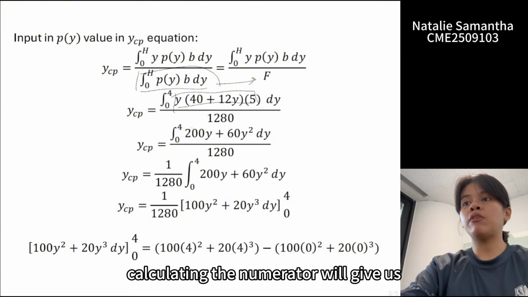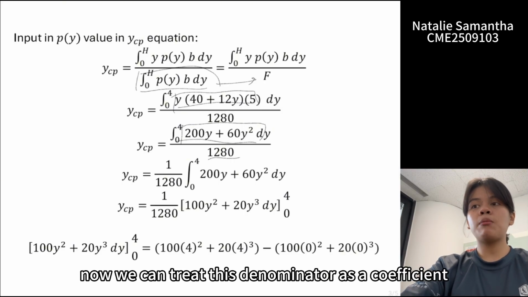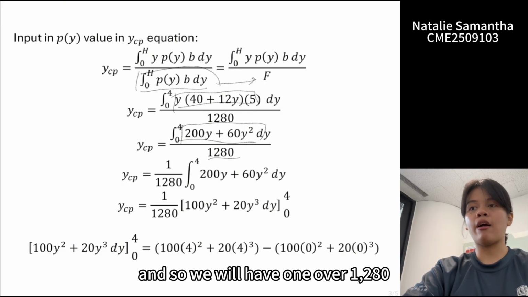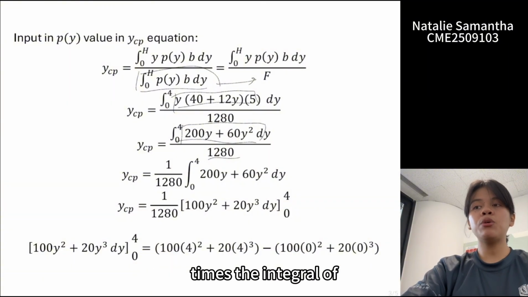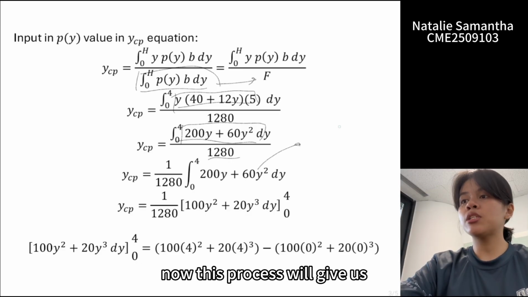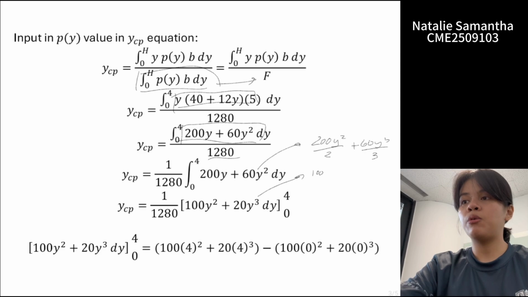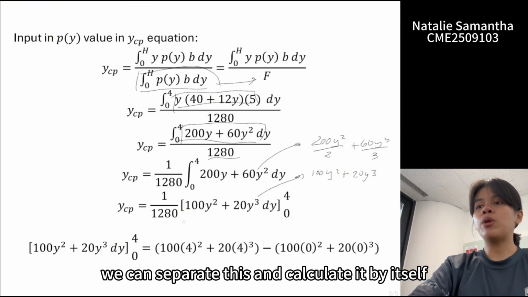Calculating the numerator will give us 200y plus 60y squared. Now we can treat the denominator as a coefficient, so we will have 1 over 1280 times the integral of 200y plus 60y squared evaluated from 0 to 4. This process will give us 200y squared divided by 2 plus 60y cubed divided by 3, which results in 100y squared plus 20y cubed. We can separate this and calculate it by itself.